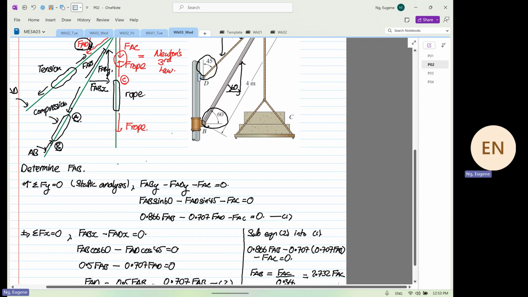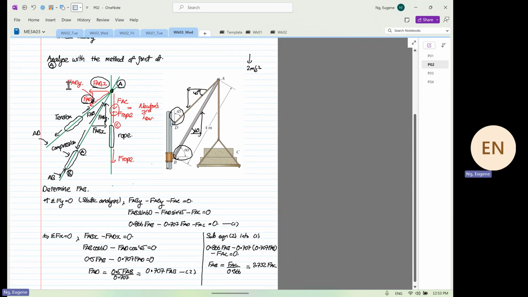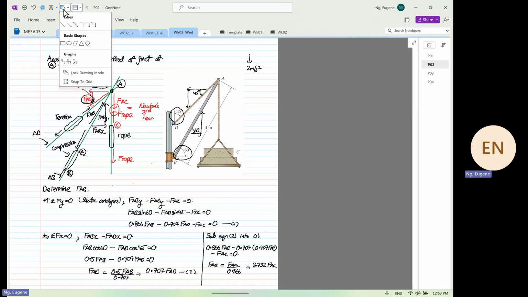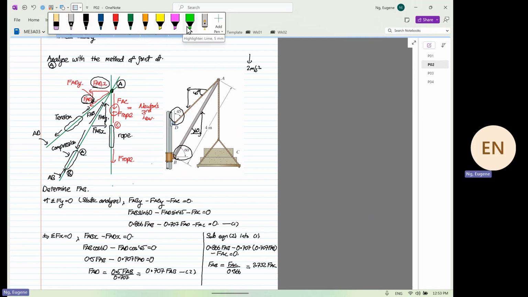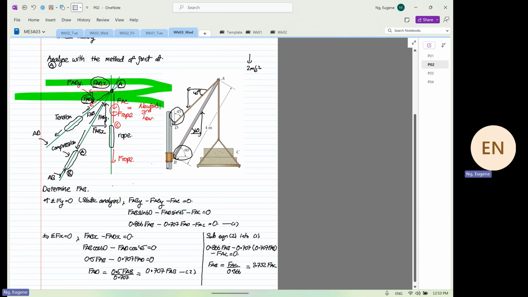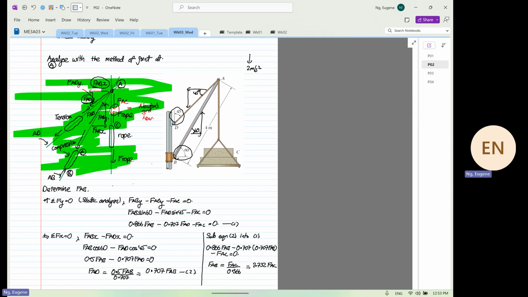So this is very straightforward static analysis, and I think this is the important part, that you all need to be very comfortable with the analysis. There will be a question on 6th of February on something like this, very similar. Are we clear? So you have to be very clear about your method of joint analysis.